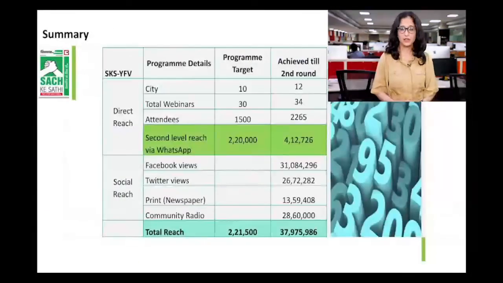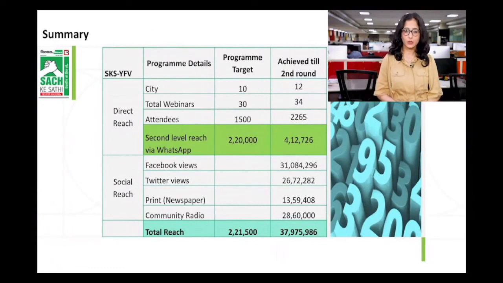Here you can see the consolidated data of the program details of what we targeted and what we achieved. We targeted webinars in 10 cities, but seeing the tremendous response, we increased 2 cities in round 2. In round 2, we conducted webinars in 12 cities. We planned 1,500 attendees in total, but again, we were able to make more and more people aware, and the total number of attendees by end of program were 2,265.